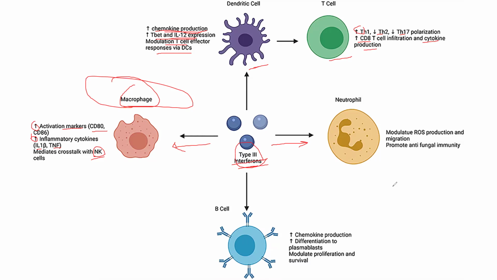Then these type 3 interferons will go to the neutrophils, where reactive oxygen species production and migration increase and antifungal immunity is promoted. So it will also activate neutrophils. And type 3 interferons will also affect B cells: chemokine production will increase, along with production and differentiation to plasmablasts, and they modulate proliferation and survival.